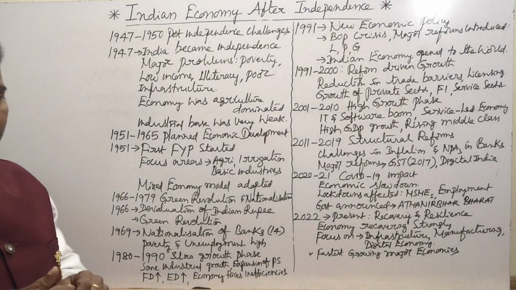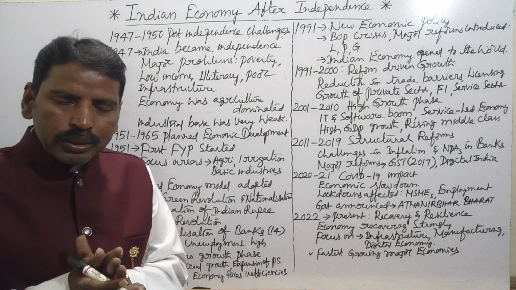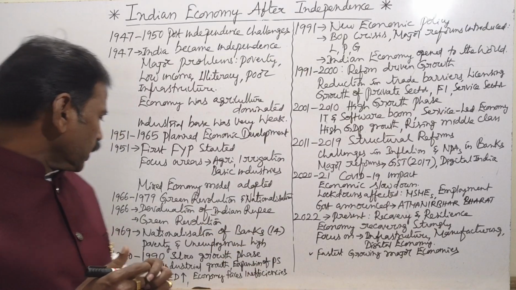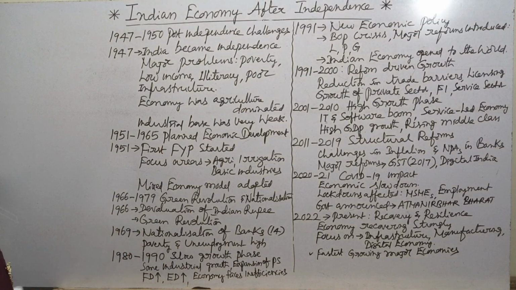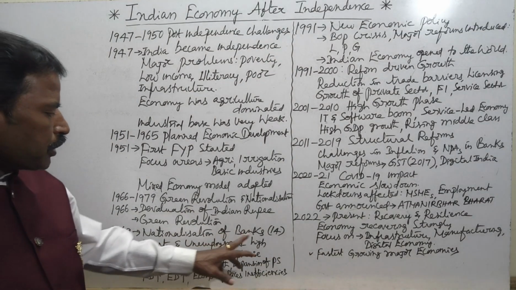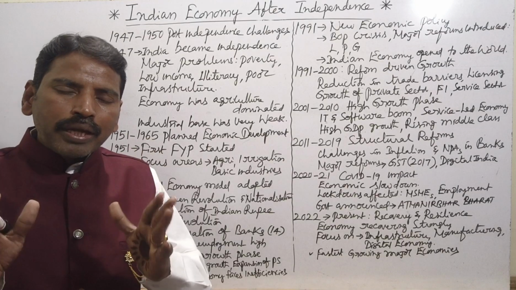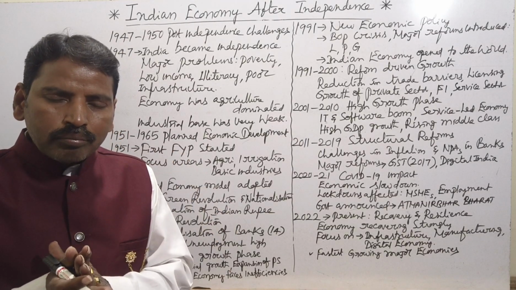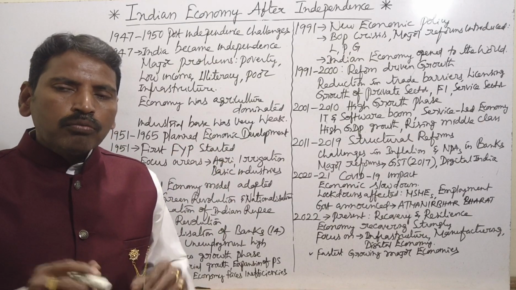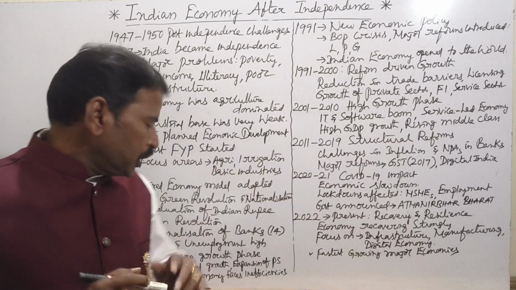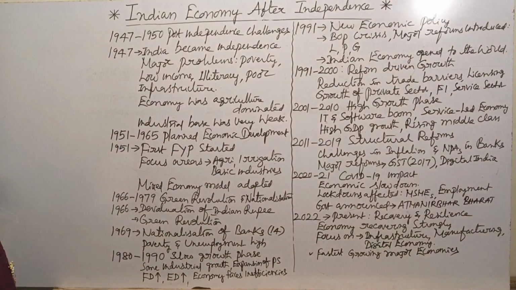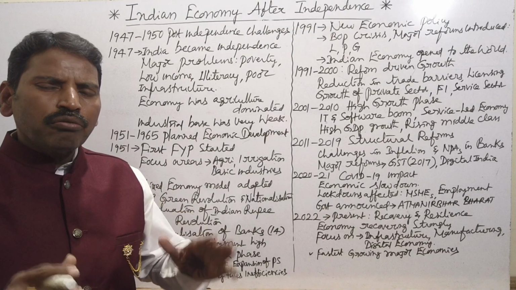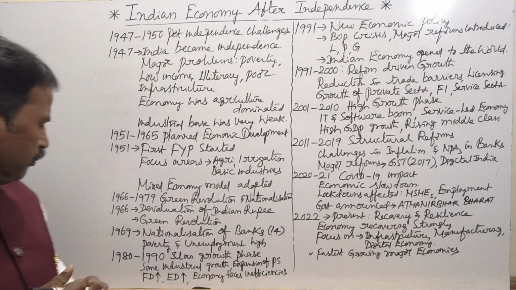Next, Green Revolution. Green Revolution means increased food grains production. Next, 1969, nationalization of banks. On 19th July 1969, 14 banks were nationalized. At that time, poverty and unemployment were very high in the Indian economy.